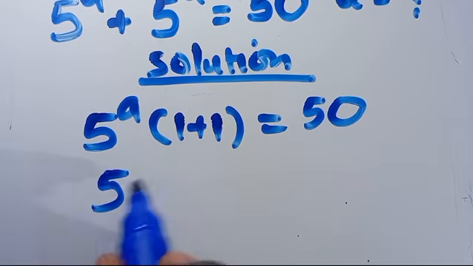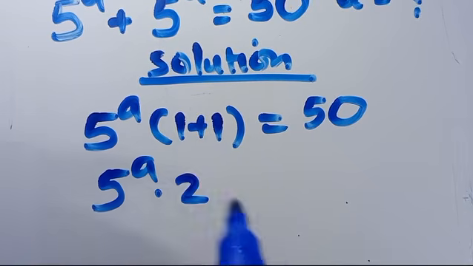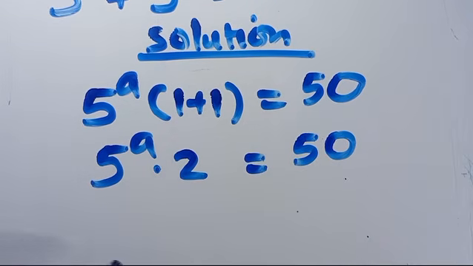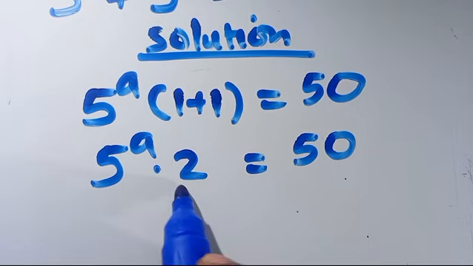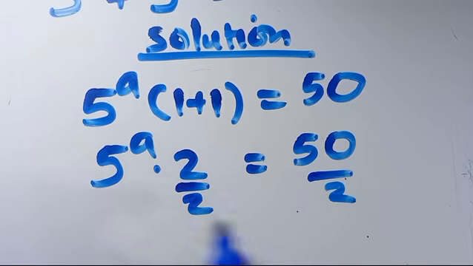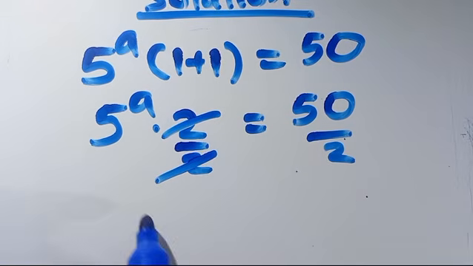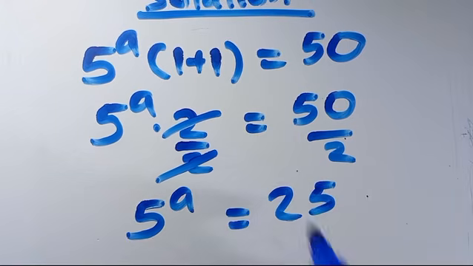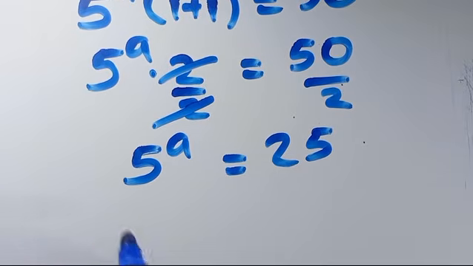We have 5 to the power of a, 1 plus 1 will give us 2, equals 50. Then from here, dividing through by 2, this cancels out this. We have 5 to the power of a equals 50 divided by 2, which will give us 25. So introduce log to both sides.